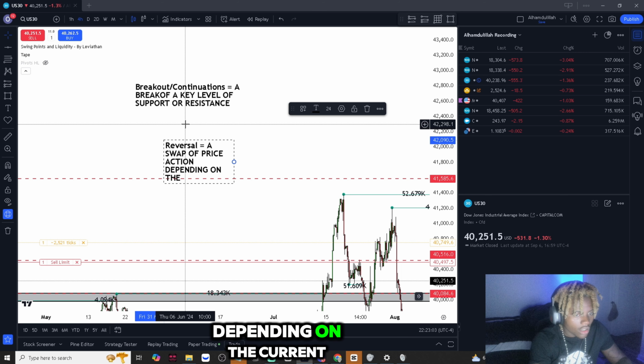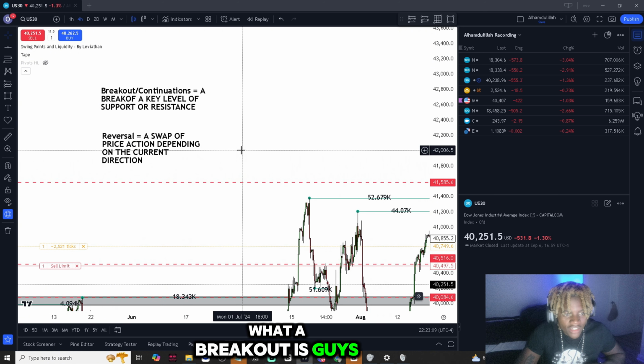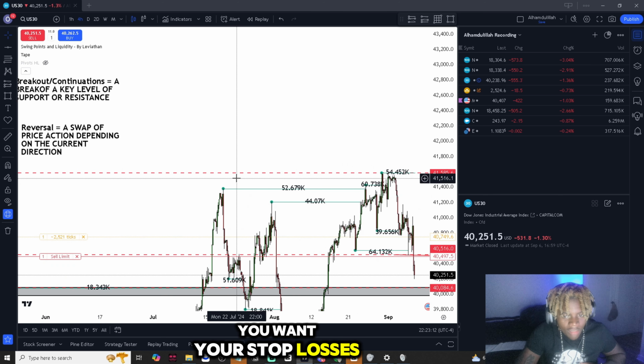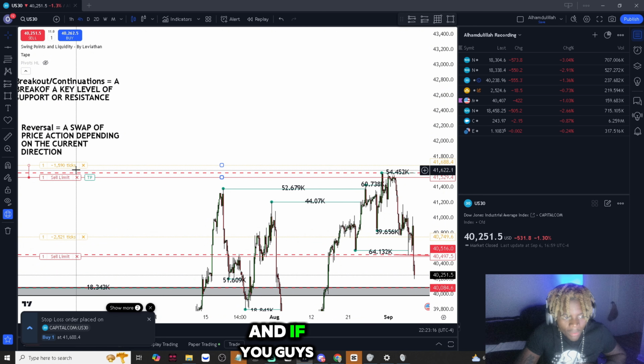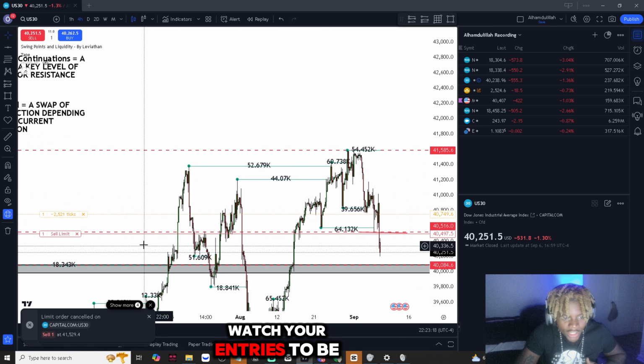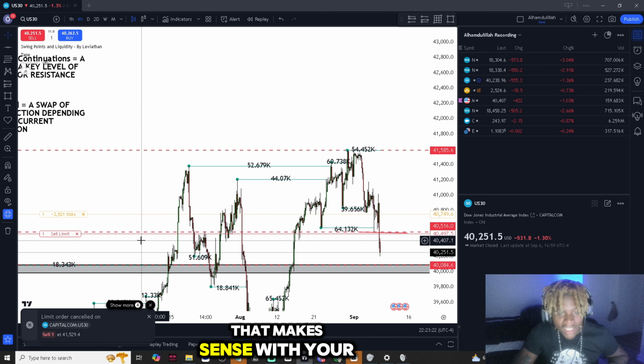So once again, guys, a reversal equals a swap of price action depending on the current direction. Okay, so that's what a reversal is, and that's what a breakout is, guys. And remember, if you're trading a reversal, you're going to want your stop loss to be on top. And if you're trading a breakout, you're going to want your entries to be as soon as the level gets broken, and your stop loss somewhere within that range that makes sense with your risk reward.